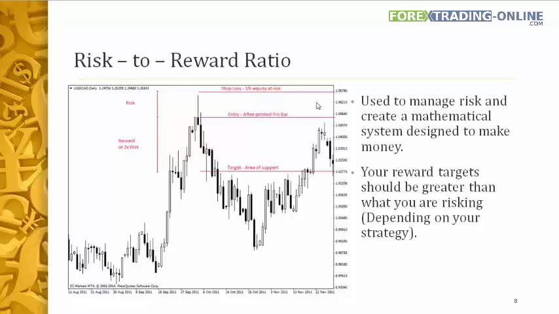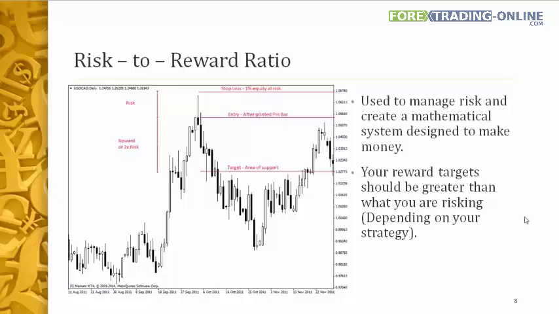Okay, so this is used to manage risk and create a mathematical system designed to make money, and we'll show you how to do this. And so really, at the end, it depends on the type of strategy you employ. You may want to use a 1 to 2 risk to reward ratio. However, the more reward you are asking for, the less you'll need to be right. So for example, if you employ a 1 to 2 risk to reward ratio, you need to be right less often than with a 1 to 1 risk to reward ratio.